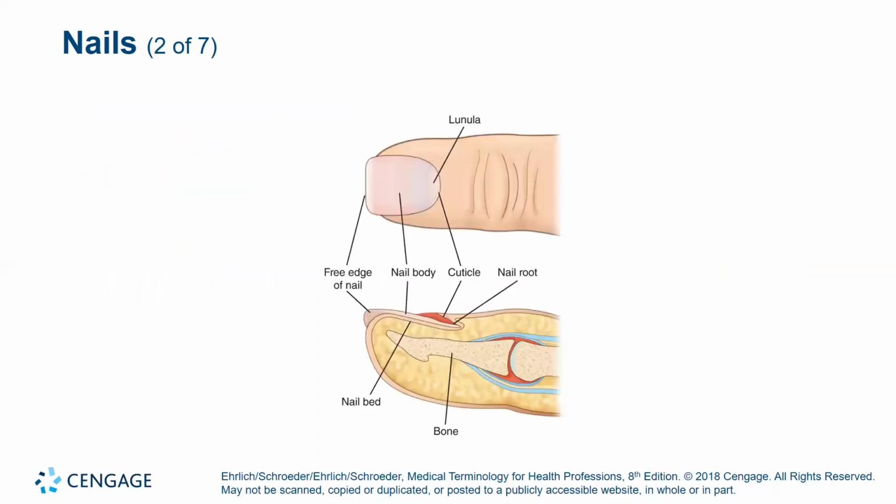Here you can see a picture, structures of the fingernails and toenails. So here's your nail body, cuticle, nail root, bone, nail bed is right here, and this is your free edge of the nail.